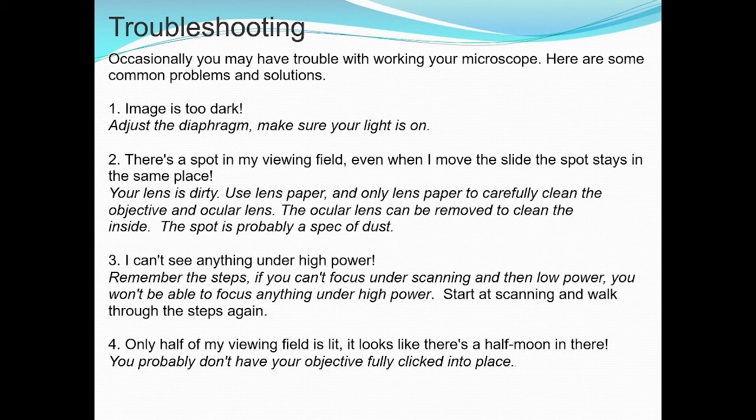For the third troubleshooting tip: I can't see anything under the high power. Remember the steps. If you can't focus under scanning, then low power, you won't be able to focus anything under high power. So start at scanning and walk through the steps again. Only half of my viewing field is lit. It looks like there's a half moon in there. For this one, you probably don't have your objective fully clicked into place. Okay?